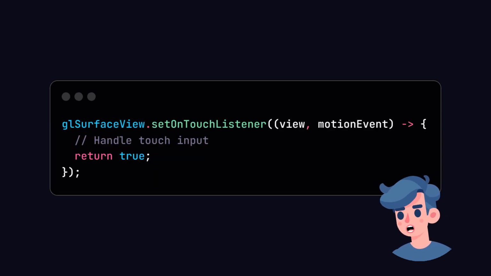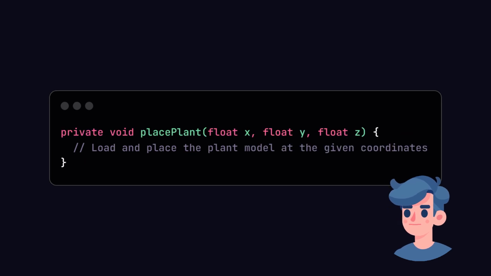Now that we have the framework of our AR application set up, we should handle touch events to allow users to place plants in the AR space. We will override the touch event method in our GLSurfaceView. Next, we need to implement functionality for detecting taps and placing 3D models of various plants in the AR environment.